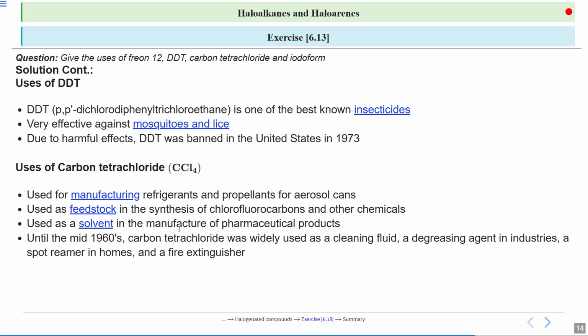Until the mid 1960s, carbon tetrachloride was widely used as a cleaning fluid because of its property as a degreasing agent in industries, as a spot remover in homes, and also as a fire extinguisher to prevent fire.